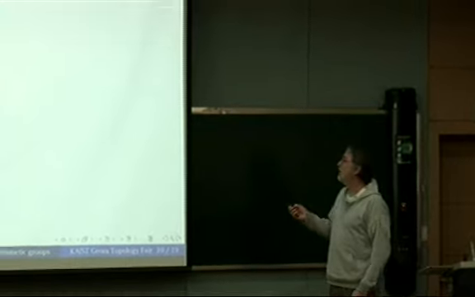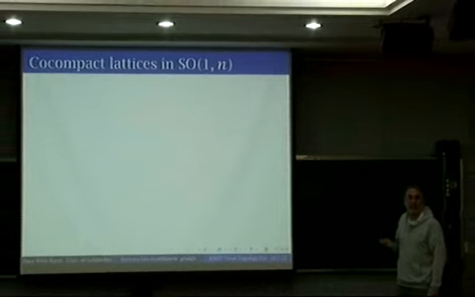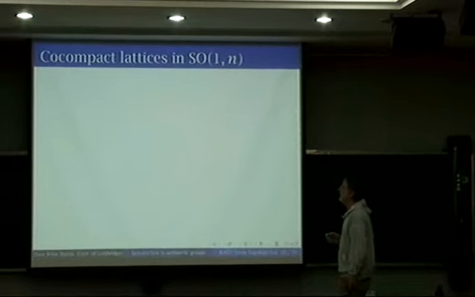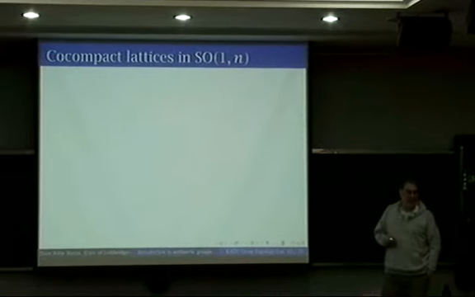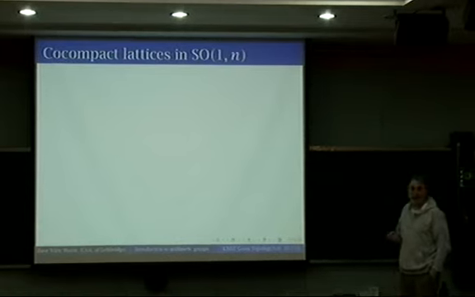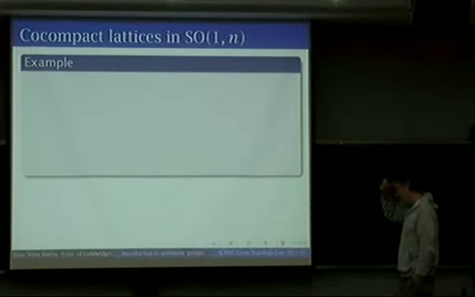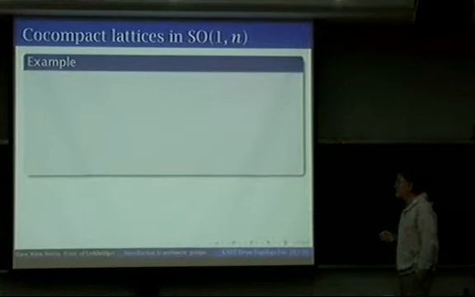A good way to think about what I'm going to do in the rest of the lecture is just explain how to make co-compact lattices in SO(1,n). That's a good way to think about what I'm going to do. There's going to be sidetracks and some other important ideas, but that's the thing. If you want to construct co-compact lattices, you pretty much have to know what I say in the rest of this lecture. So let me just give you an example.